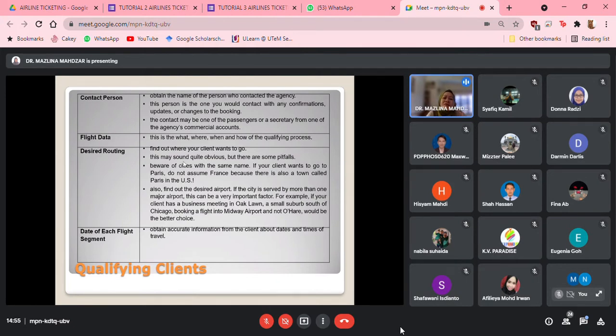So if the city is served by more than one major airport, this can be a very important factor. For example, if your client has a business meeting in Oaktown, a small suburb south of Chicago, you may have to book a flight into Midway airport, not O'Hare, because dia lebih dekat berbanding dengan O'Hare tu, contoh. So you kena tanyalah. So it's your responsibility at the travel agent or the airline tu untuk pastikan kemudahan yang you buat kepada pelanggan you, because that is your personal service lah, service you lah sebagai pekerja di airline tu ni.